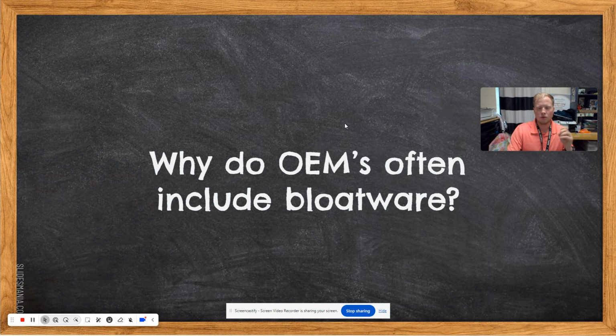Why do original equipment manufacturers include this bloatware? Well, they get paid to, right? So extra profit, they get paid to include these, right? The idea is, okay, antivirus software, you've added that in there, and now you start to think, oh, wait, hold up. What if I do get a virus? And their idea is they give it to you for free for a little while, and you're going to come back and buy it, okay?